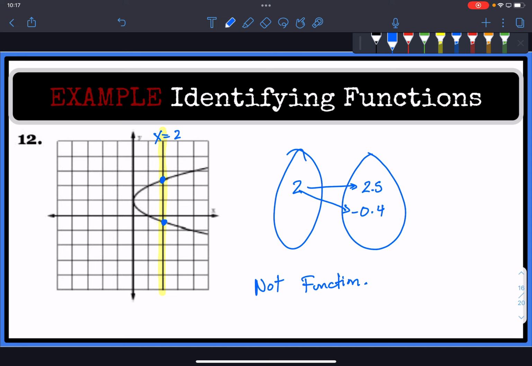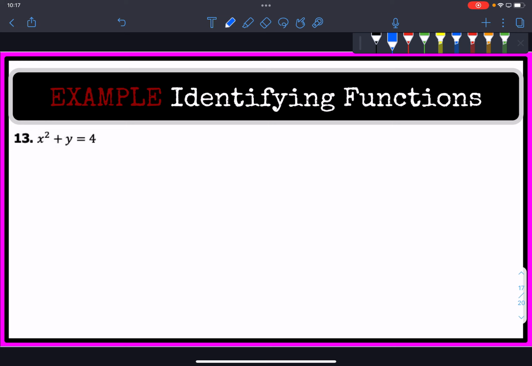Now we can use this idea again to identify equations and whether equations are functions or not. Like in this example right here, if I was to rewrite this and graph this, I would see that this is a function, because this creates a parabola like this, and according to the vertical line test, this will pass. So this is going to be a function.